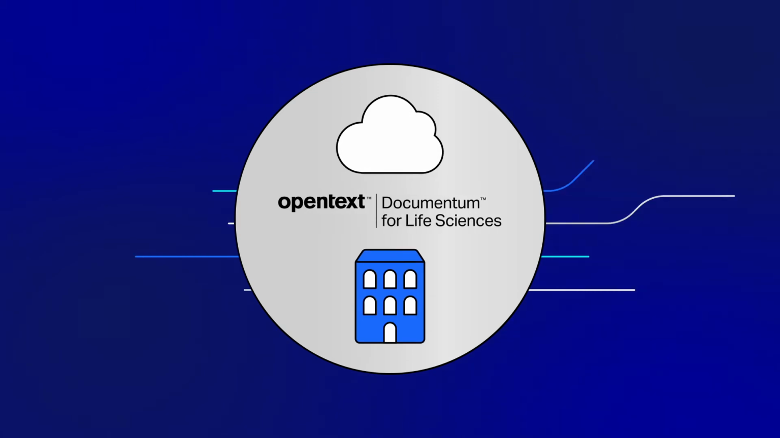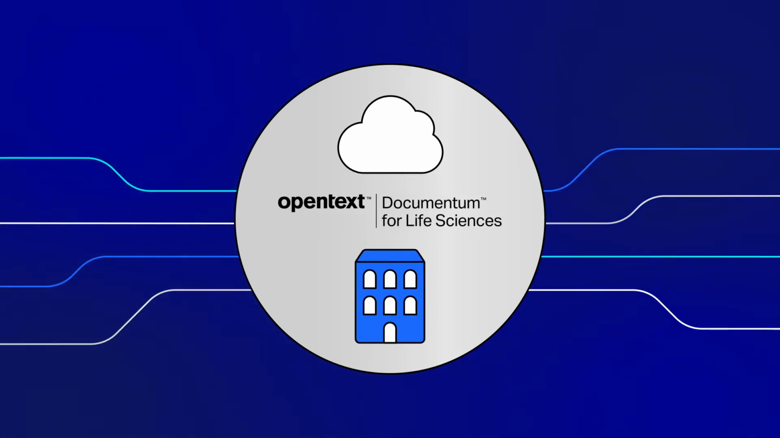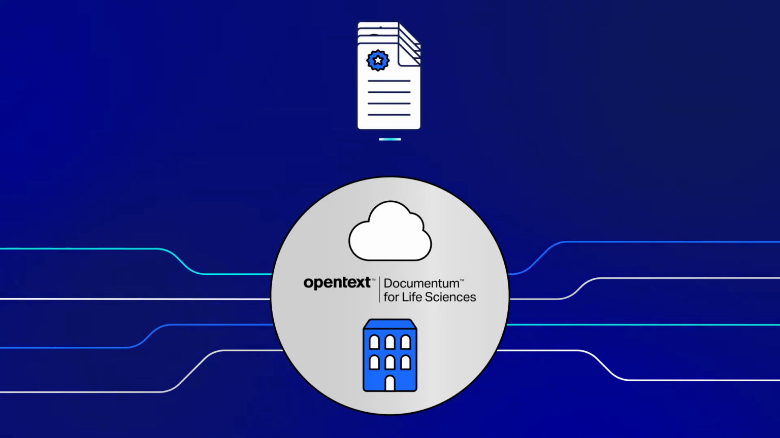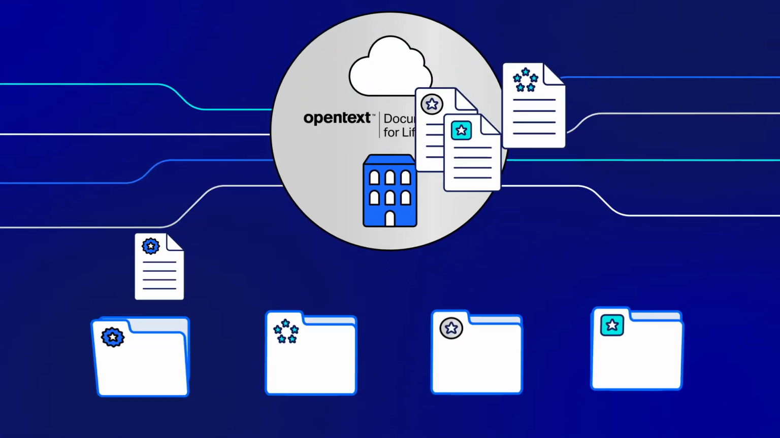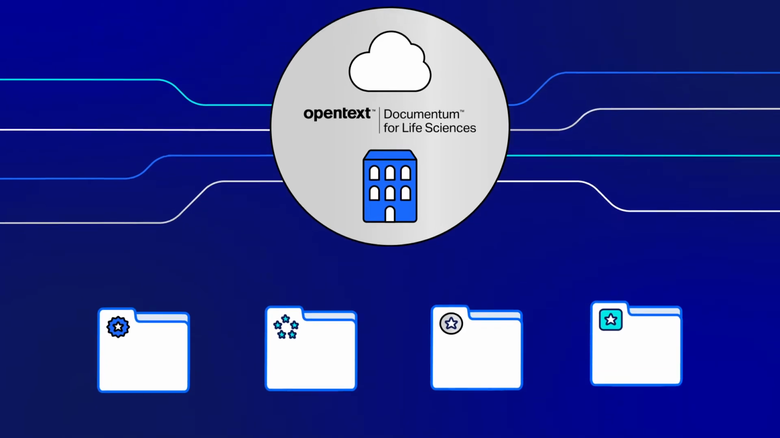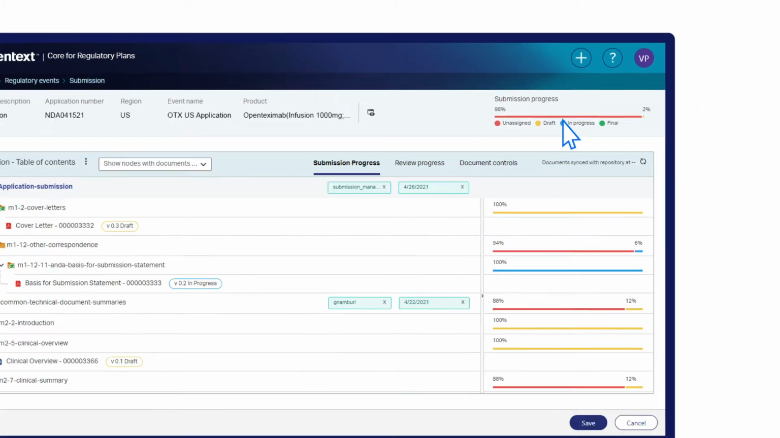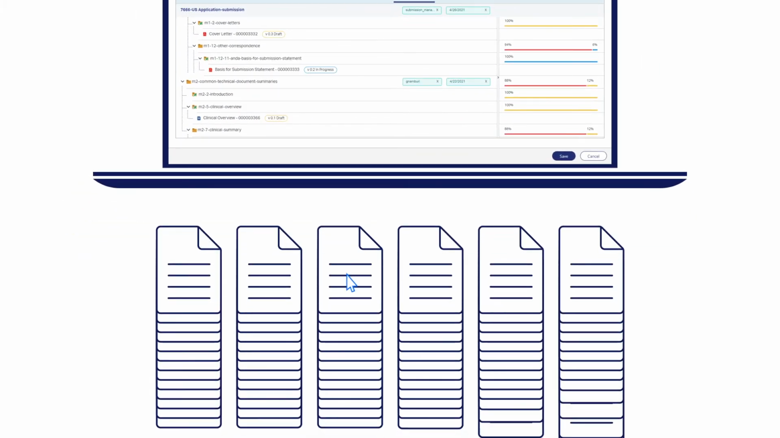Connected to document repositories such as OpenText Documentum for life sciences, appropriate documents can be automatically identified and assigned to your new submission without manually searching and browsing long document lists. The submission is taking shape with just a few clicks. You can also browse and use search to locate more documents.